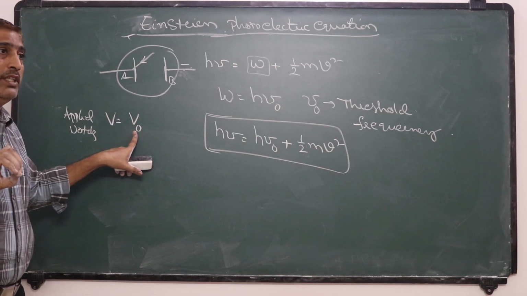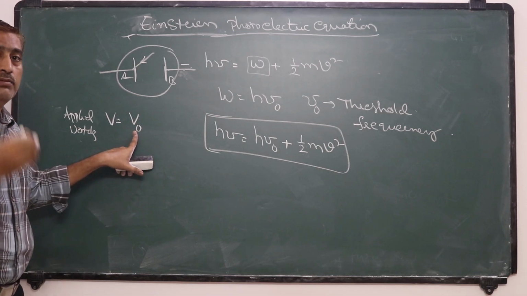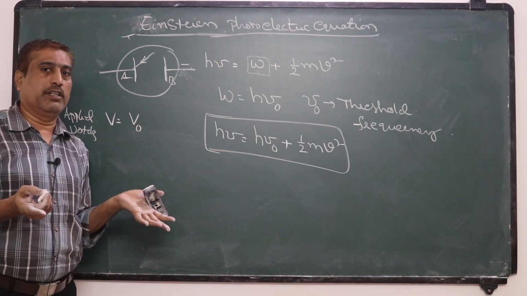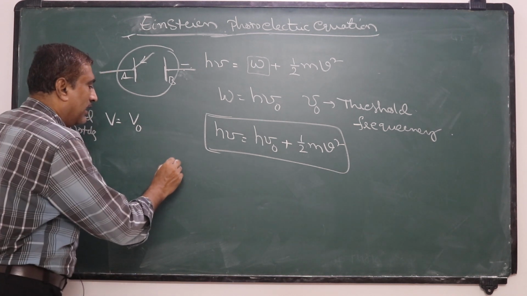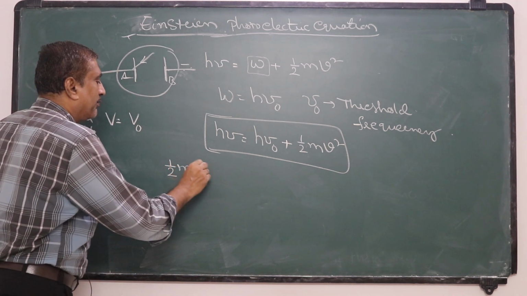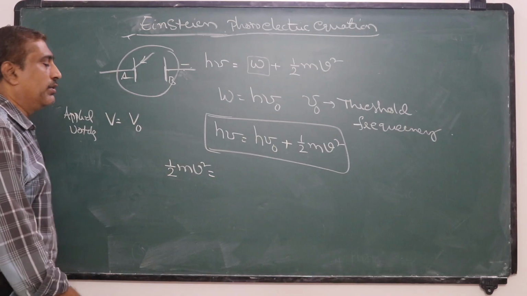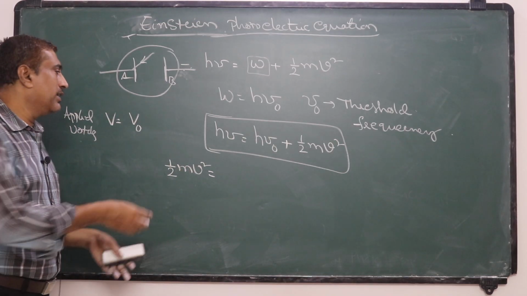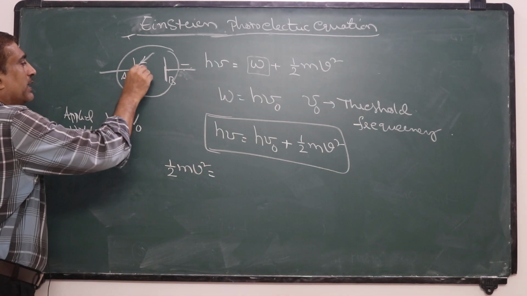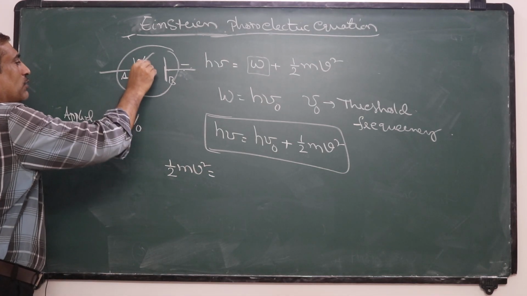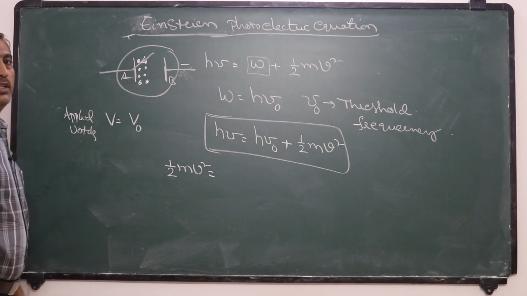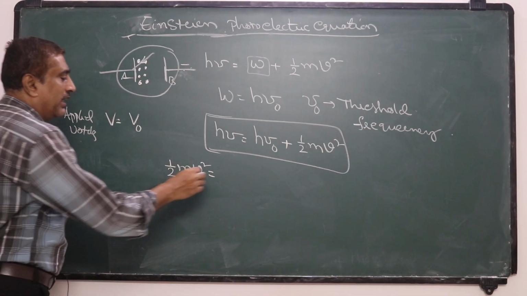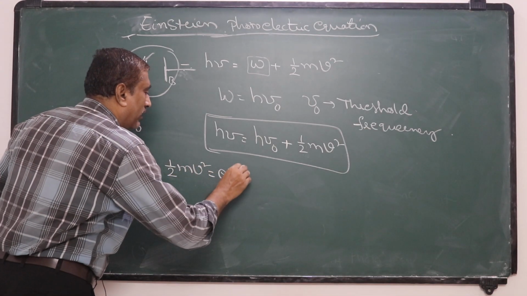Photocurrent becomes 0 means the kinetic energy of the electron becomes 0, because when the velocity of the electron becomes 0, current becomes 0. That means in that case half mv square is equal to, this total amount of energy is converted into potential energy, because this particular potential is stopping these electrons with a strong repulsion. That means the kinetic energy of the electrons is converted into potential energy, and that is equal to eV naught.